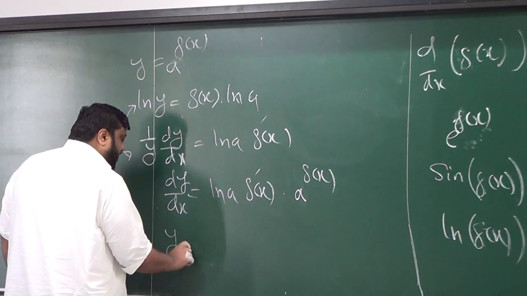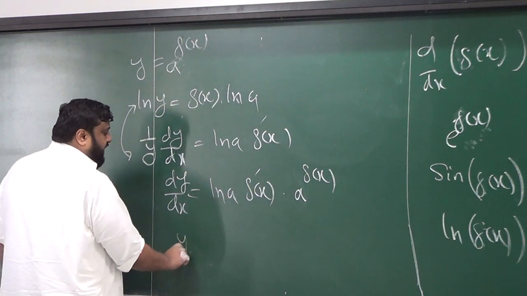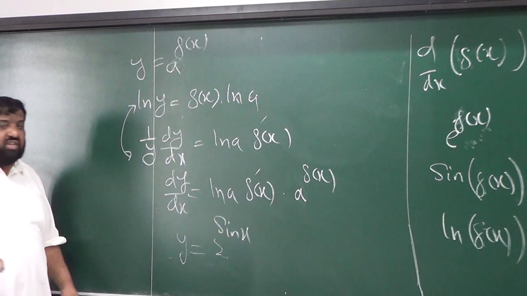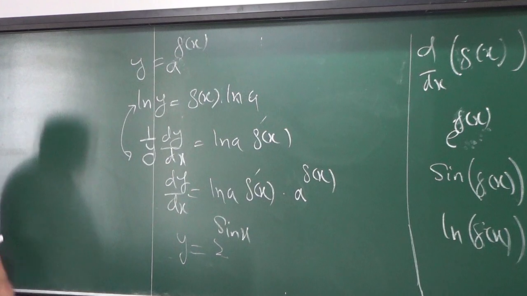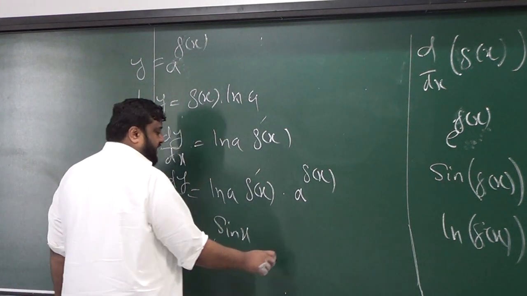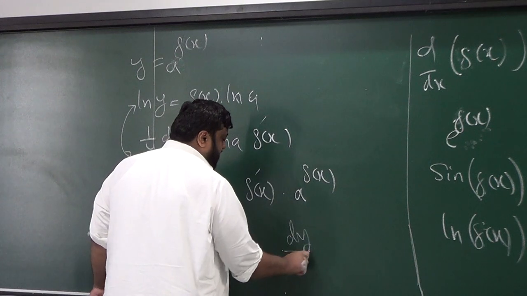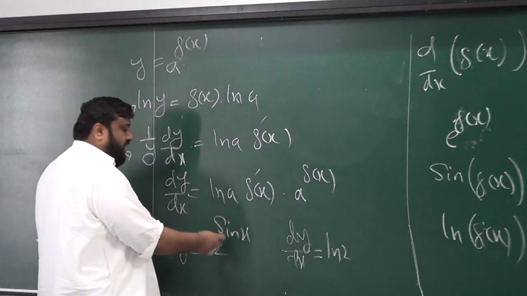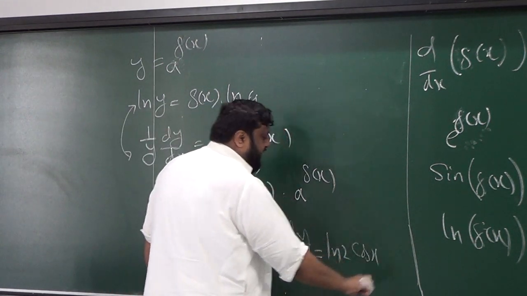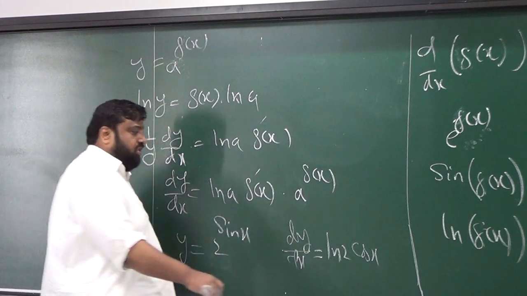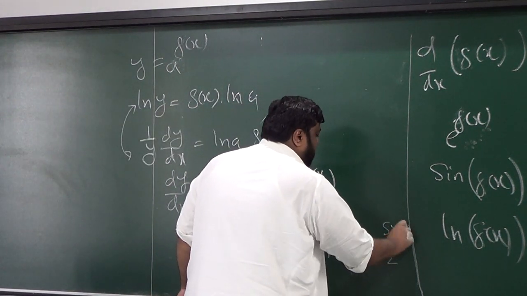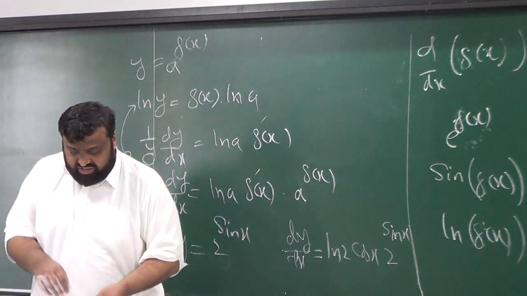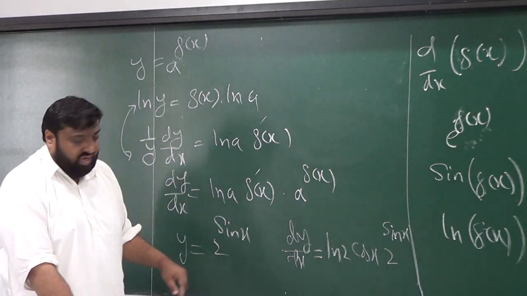So in other words, if I give you a function like 2 to the sine x, how are you going to differentiate it? You don't have to worry. You can simply say that the derivative of this function is going to be log 2, times the derivative of sine x, which is cos x, times the same function, which is 2 to the sine x. I'm really rushing through these contents because we covered this in class, so I'll just quickly recall it.